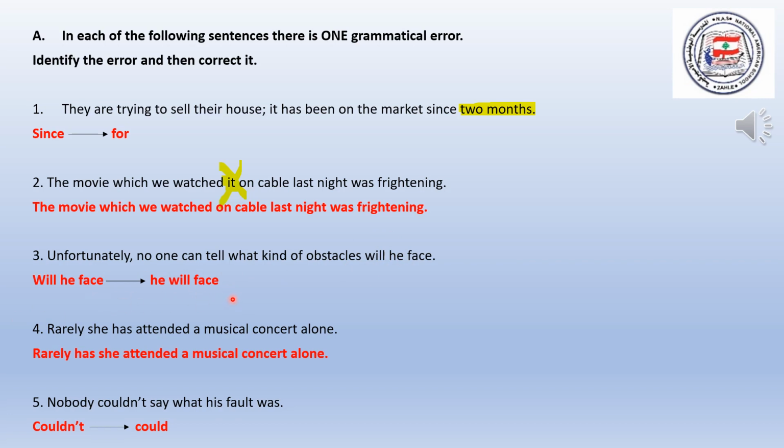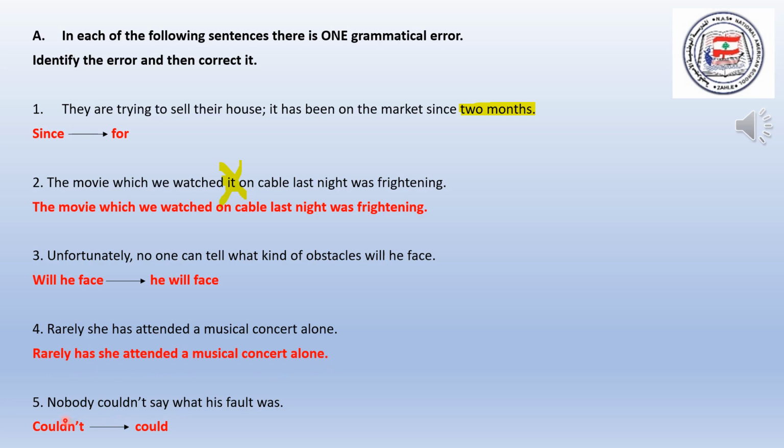Excellent. Sentence number 4. Rarely she has attended a musical concert alone. Sometimes we can begin our sentences with adverbials or with negative words. But when this happens, this means you have to pay attention that an adverbial is followed by an auxiliary verb, the subject and the main verb. Simply, the sentence changes into, rarely has she attended a musical concert alone.